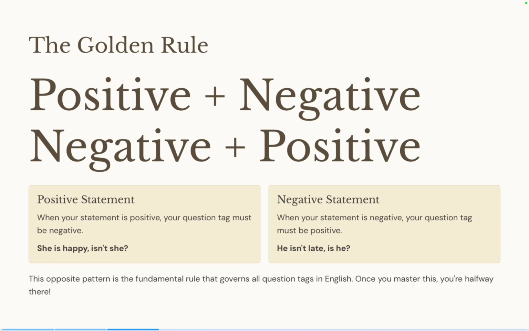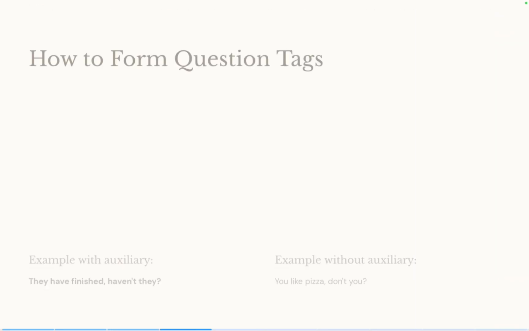And the negative statement: when your statement is negative, your question tag must be positive. He isn't late, is he? This opposite pattern is the fundamental rule that governs all question tags in English. Once you master this, you're halfway there.